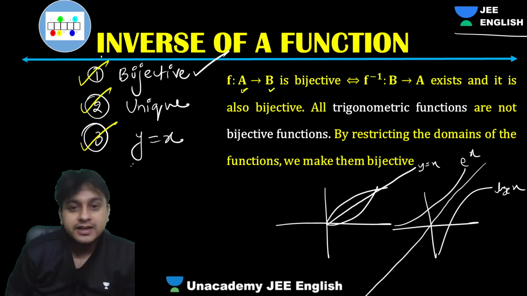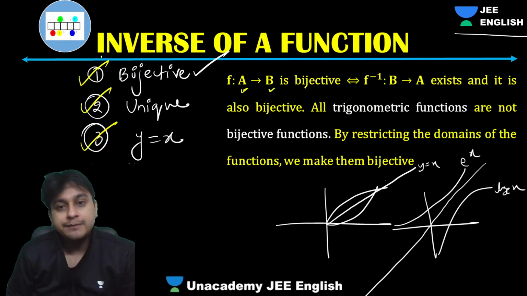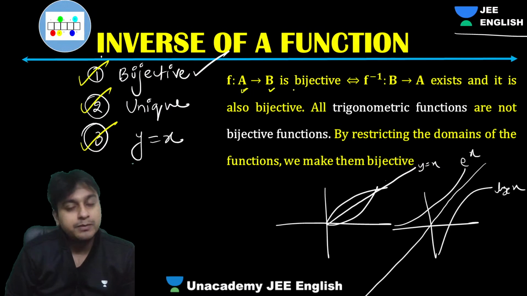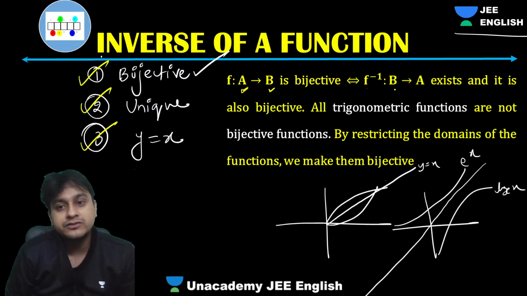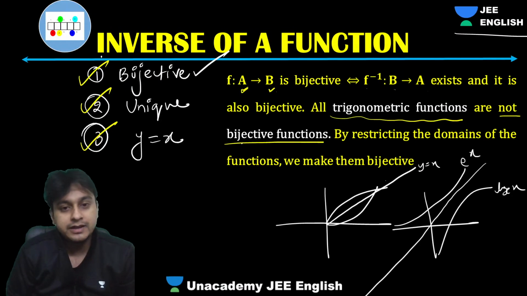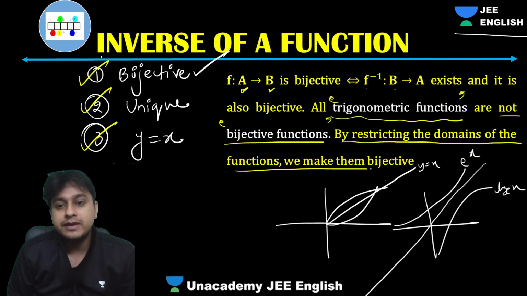Hello Shivani. Okay guys. Now, this function is bijective. Bijective means that f inverse will go from B to A, right? If its domain and range are A and B, the inverse's domain and range will be B and A. So the inverse exists and it is called bijective. All trigonometric functions are not bijective functions. Very important point. So by restricting the domains of the functions, we make them bijective.